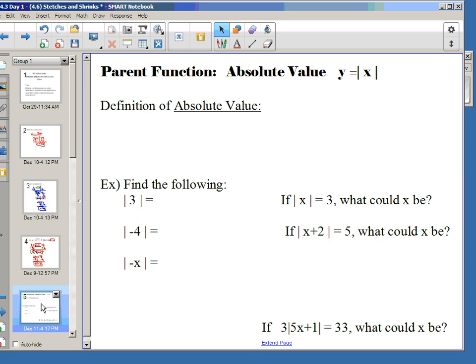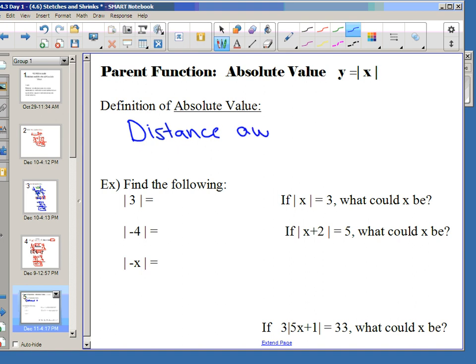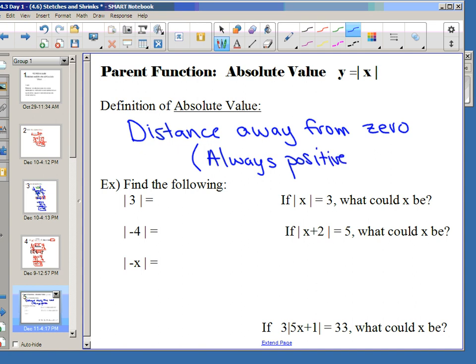All right, first off, our definition of the absolute value. The absolute value is the number's distance away from 0. And the key thing with absolute value is we're always going to have positive values. Okay, we will never have negative numbers with absolute values.